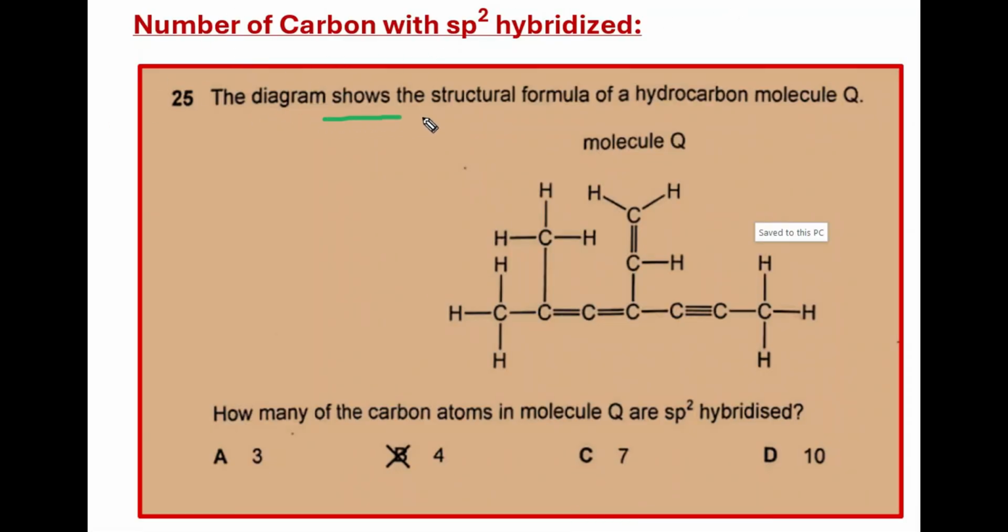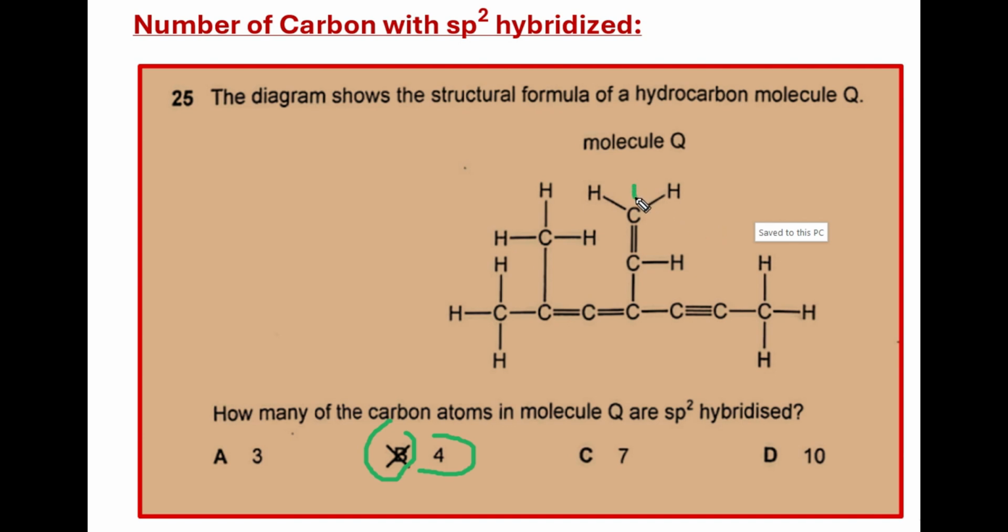The diagram shows the structural formula of a hydrocarbon molecule Q. How many of the carbon atoms in molecule Q are sp2 hybridized? So this answer will be 4. There are 4 carbons that are sp2 hybridized.